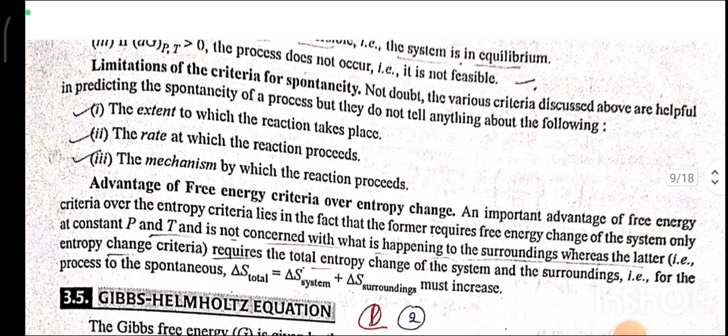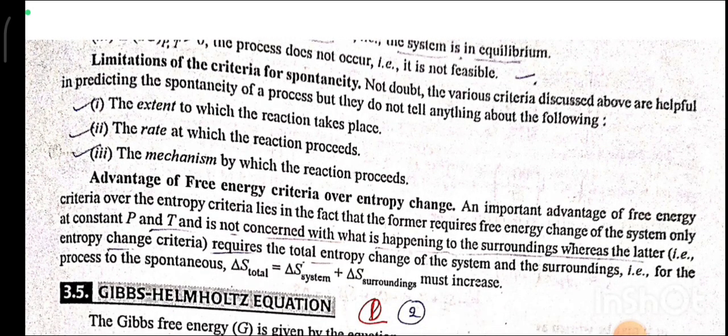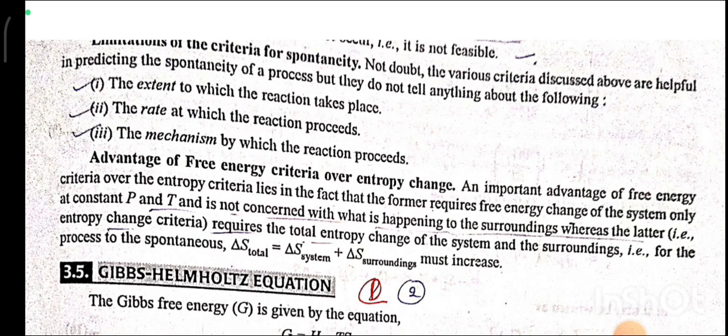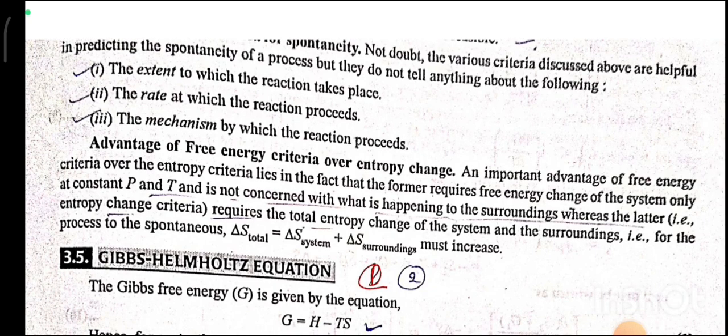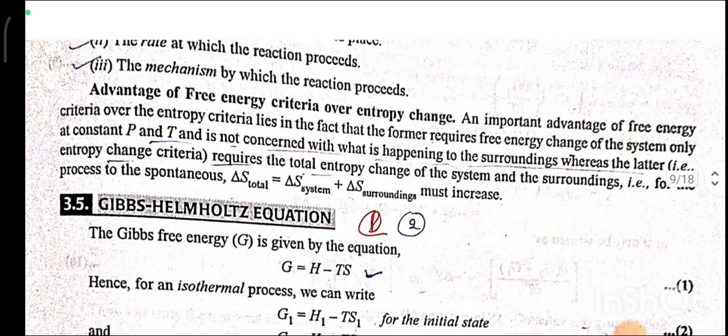Limitation of the criteria of spontaneity. No doubt the various criteria discussed above are helpful in predicting the spontaneity of a process, but they do not tell anything about the following: the extent to which the reaction takes place, the rate at which the reaction proceeds, and the mechanism by which the reaction proceeds.